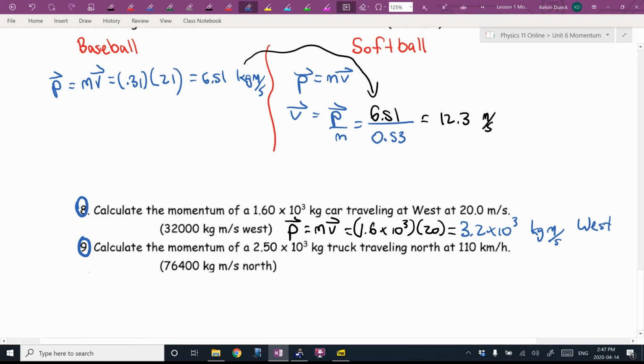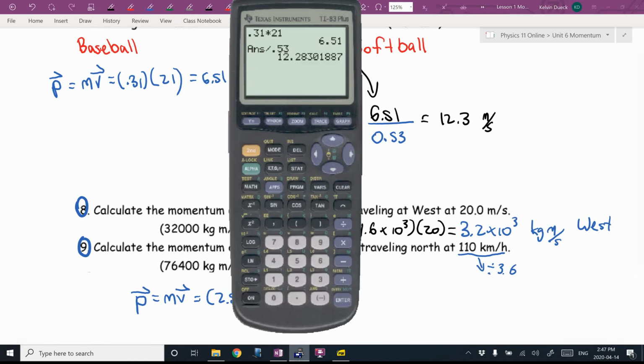What about the truck? Well, this is 110 kilometers per hour, I need to convert. How do I convert kilometers per hour to meters per second? I divide by 3.6. You know what? I'm so lazy. I'm going to do that all in one step. Momentum is mass times velocity. The mass is 2.5 times 10 to the 3. The velocity is 110 divided by 3.6. I could have done that on a separate line, but why bother?